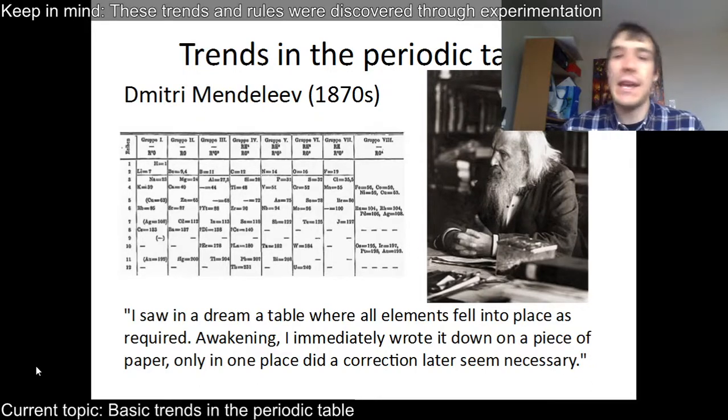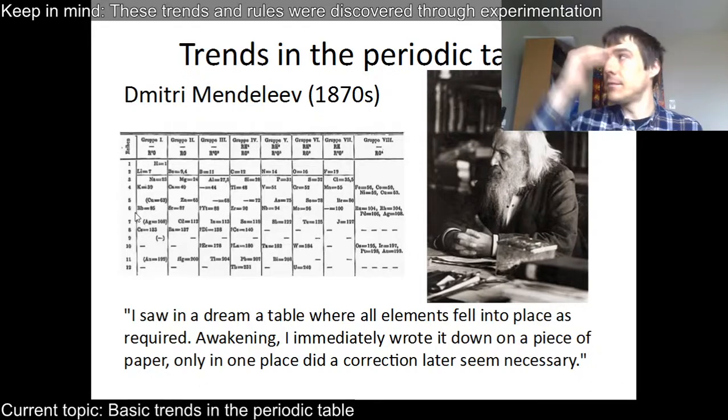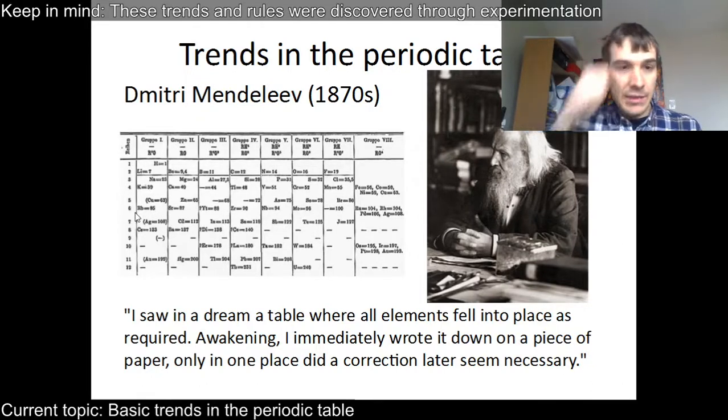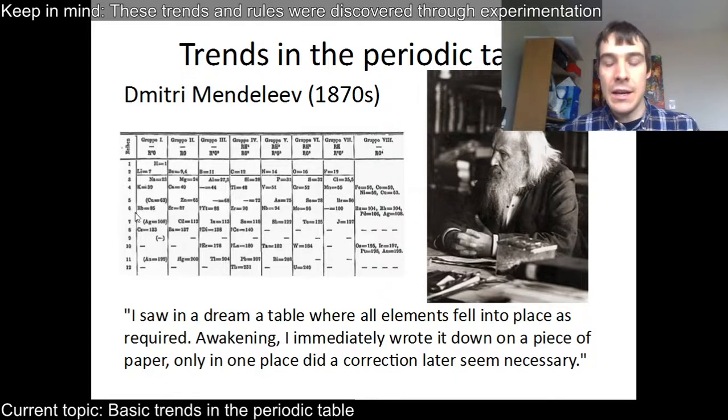So this concept of 8 groups. He's got group 1, 2, 3, 4, 5, 6, 7, 8. The group of these 8 groups, and the rows. It's a little bit weirder compared to our current table, but that was the first one that actually had trends in it, of a repeating series of trends.